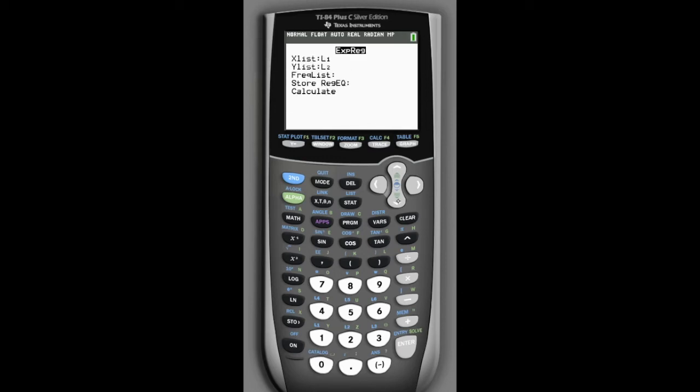Everything looks good. List 1, list 2. Not going to worry about the frequency list or storing the regression equation. We're just going to press enter and calculate, and boom, there we go. Okay, and so we've got 26,130.81 as our A value and our B value here. And just like I did before, I'm going to go to the nearest thousandth here, so 0.863.